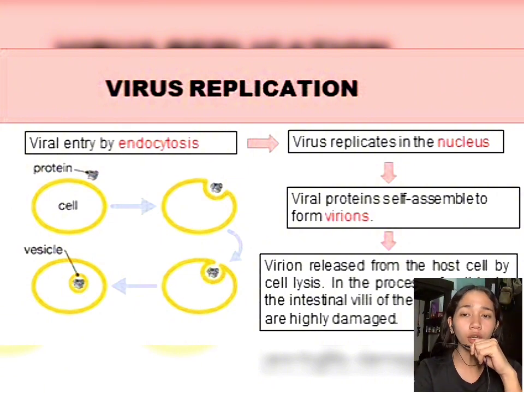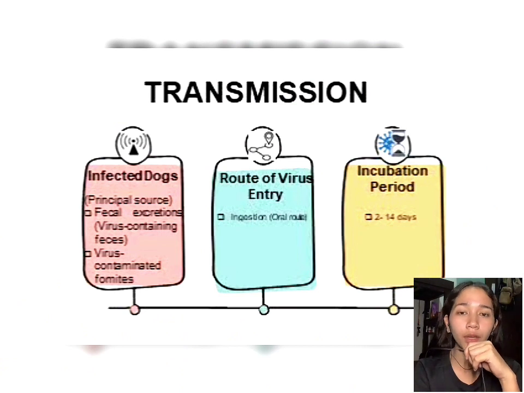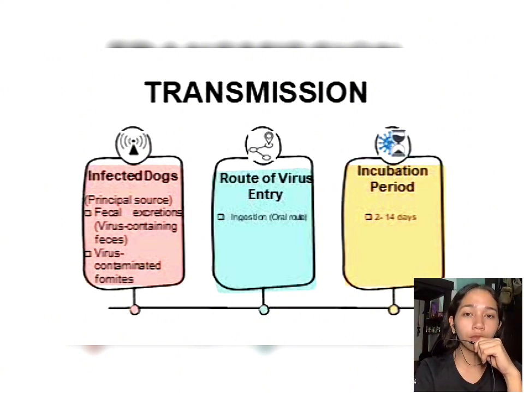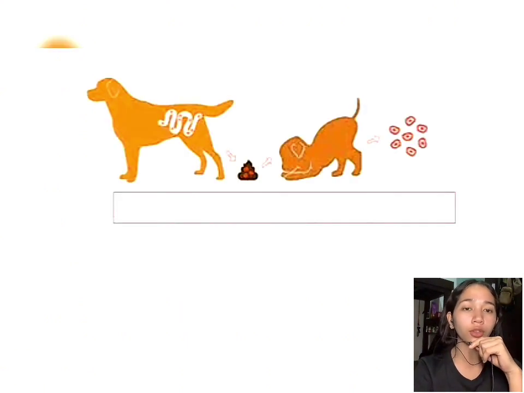So for the transmission, the fecal excretions from the infected dogs and the virus-contaminated fomites act as the principal source of the virus. This virus has its portal of entry through ingestion, that is, through the oral route. The incubation period is within the range of about 2 to 14 days from the entry of the virus. Domestic dogs may pick up the infection from stray dogs around, which are generally not vaccinated. And it can be vice versa.